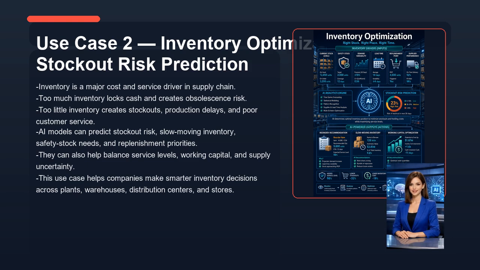AI models can predict stockout risk, slow-moving inventory, safety stock needs, and replenishment priorities. They can also help balance service levels, working capital, and supply uncertainty. This use case helps companies make smarter inventory decisions across plants, warehouses, distribution centers, and stores.